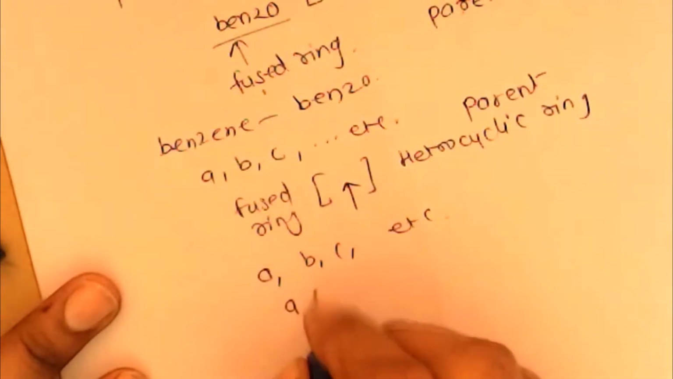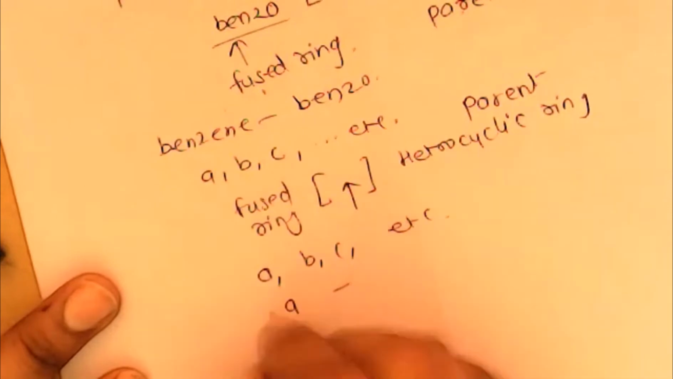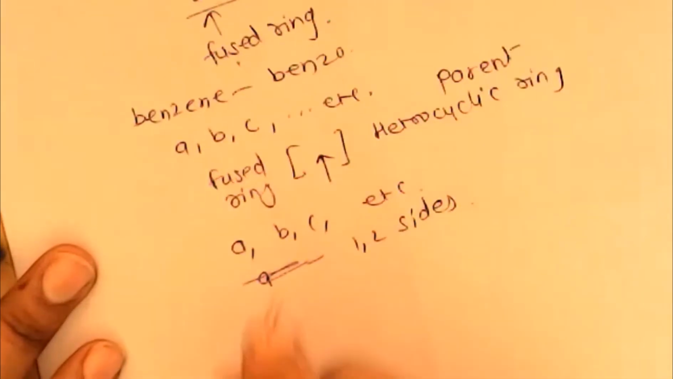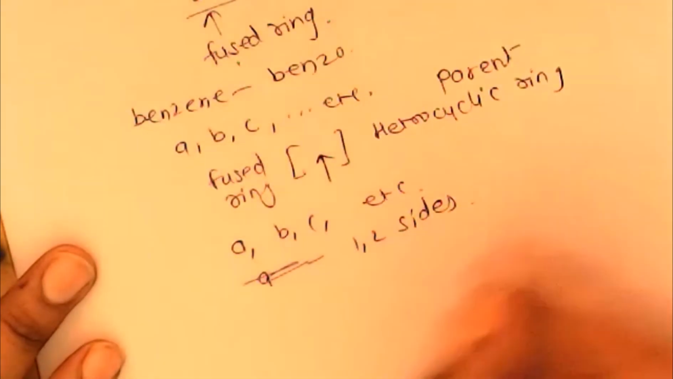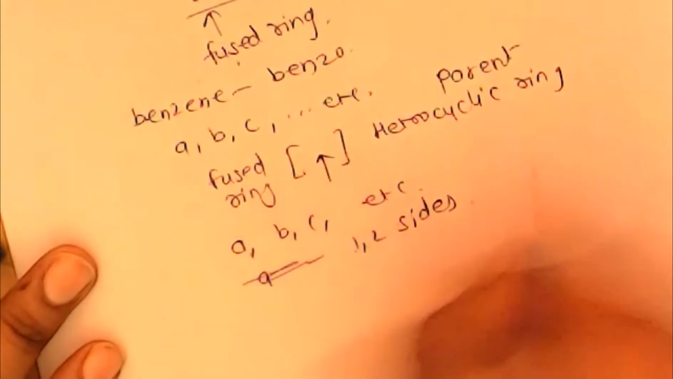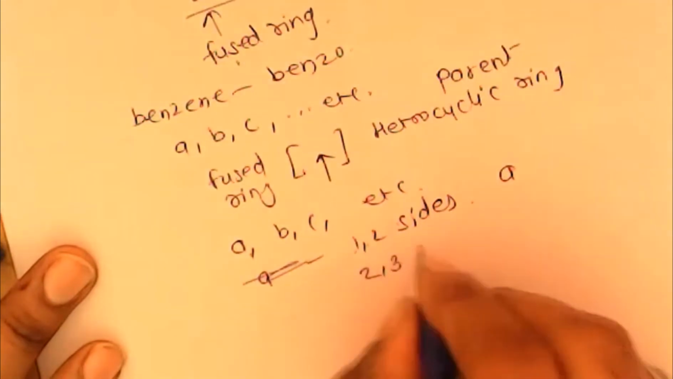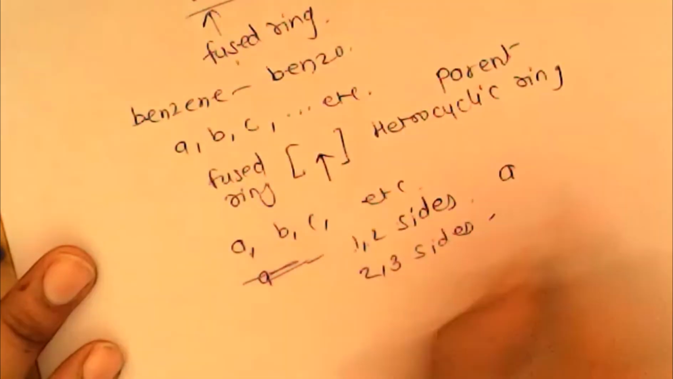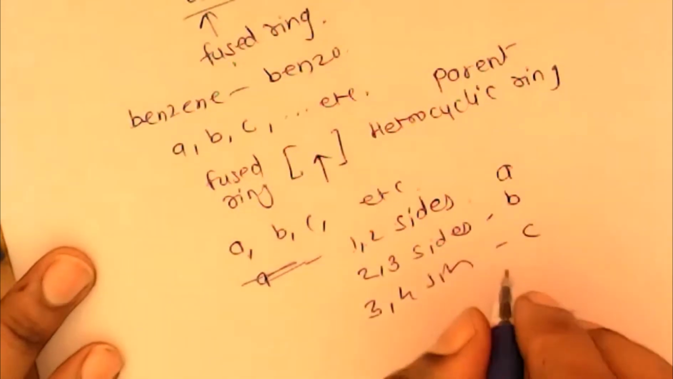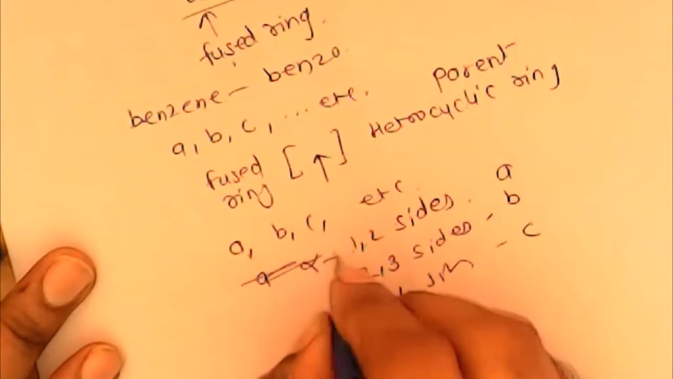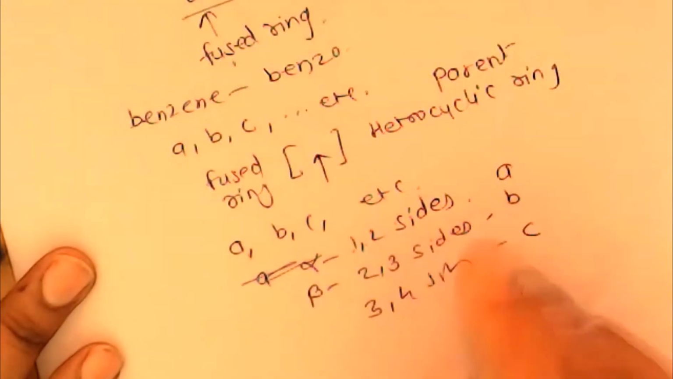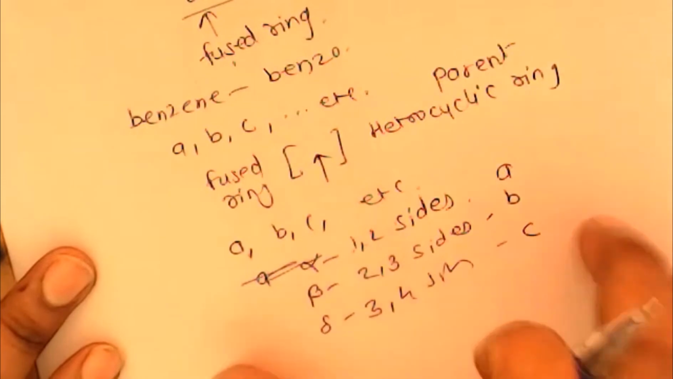If you use the A, so there are 1-2 sides. That means if the first bond is attached, 1-2 side, that is, the first and second atoms are fused to your fused ring, then it is called A. If the 2-3 side is attached, it is called B. If the 3-4 side is attached, it is called C. Okay, so simply, if the alpha bond is fused or common, it is A; if the beta bond is common, it is B; if the delta bond is common, it is C, etc.